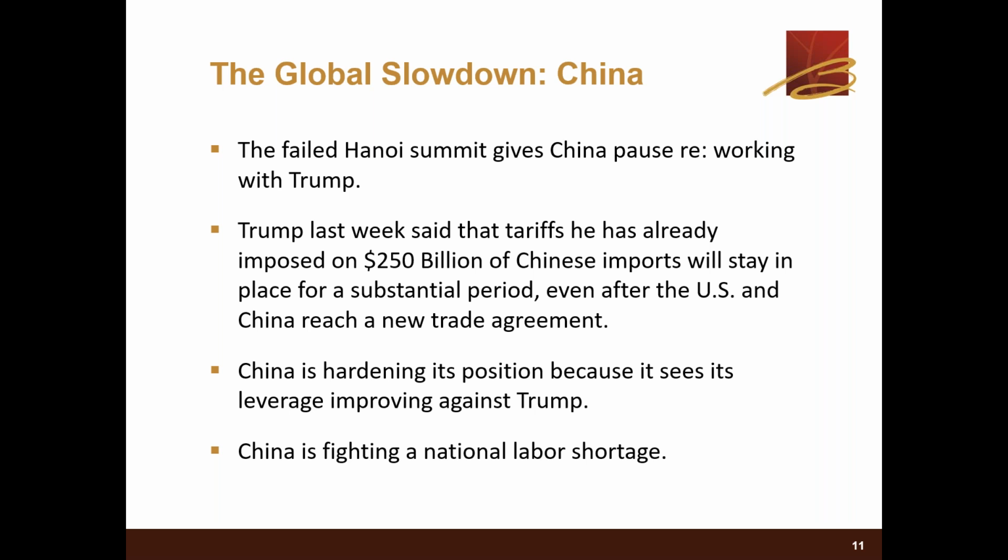Trump kind of stepped on his own foot again, I believe, last week when he said that the tariffs he already has imposed on 250 billion of Chinese imports will stay in place for a substantial period, even after the U.S. and China reach a new trade agreement. That's definitely a poke in the eye at the Chinese negotiators, and not helpful in terms of moving this trade dispute forward. In response, China is hardening its position because it sees its leverage improving against Trump.